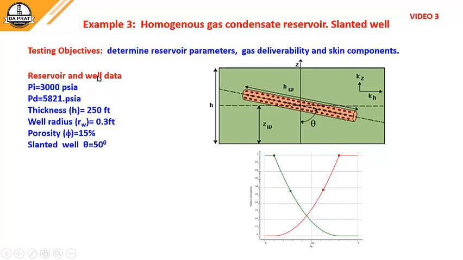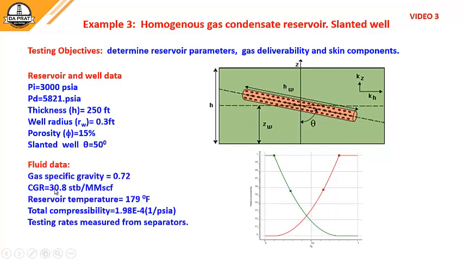Regarding reservoir and well data, we have a reservoir with 3,000 psi initial pressure and a thickness of 250 feet, quite a good thickness. Other parameters are like well radius and porosity, 15%, and the well is slanted, and the angle with the vertical is about 50 degrees.